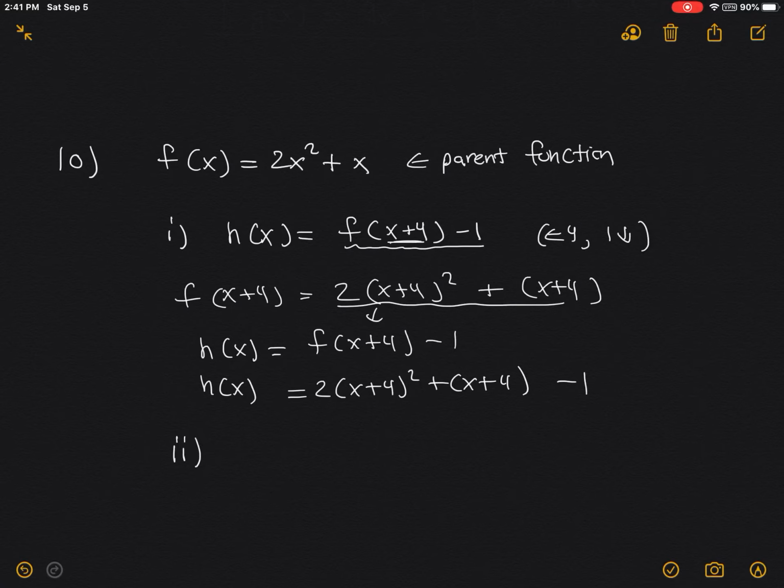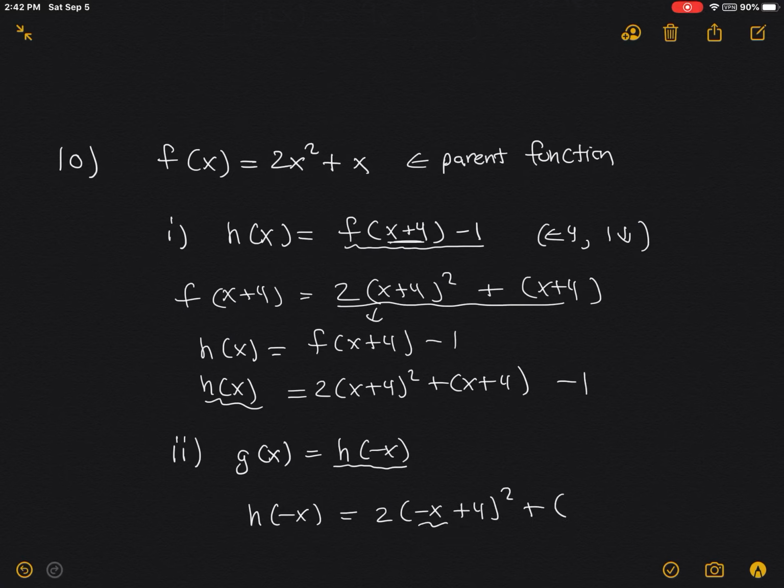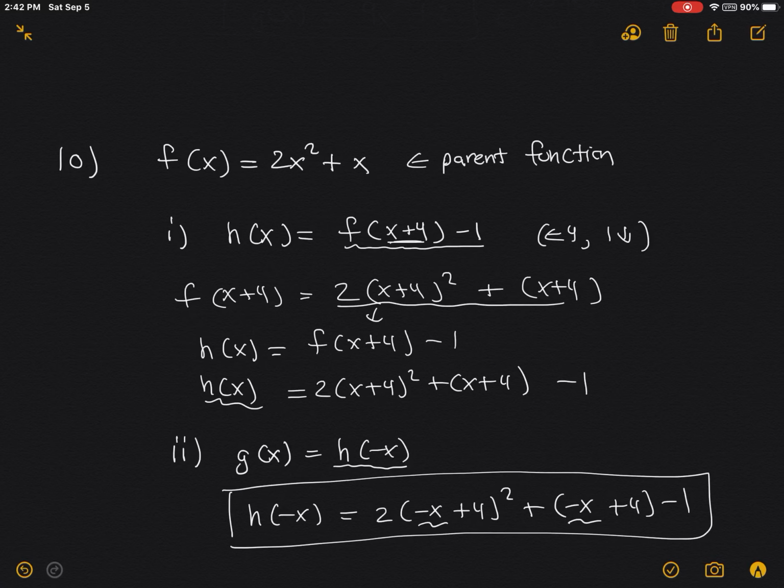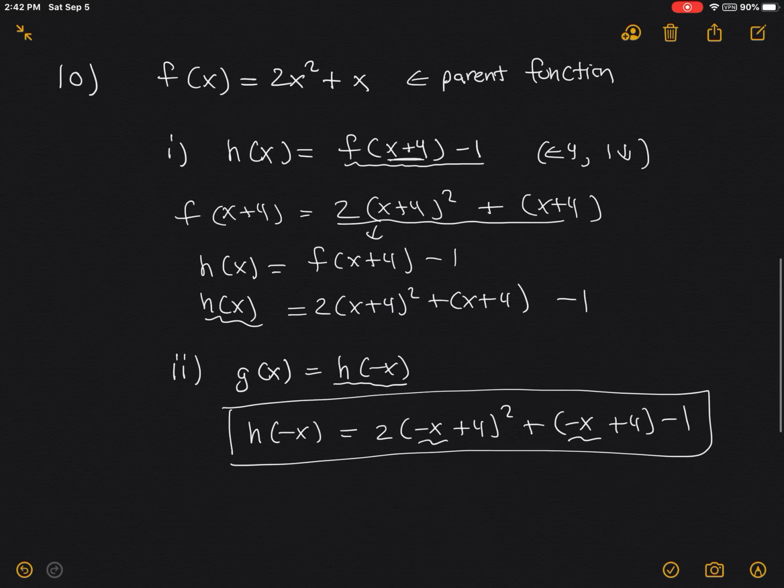All right, now on part 2, our final answer is going to be g. G of x is just a reflection in the y-axis of not f, but of h, of my previous function, so it would be h of negative x. And so all I need to do is figure out what h of negative x is. So wherever I see an x, I plug in a negative x. Wherever I see an x, I plug in a negative x. And I'm done. Okay, you don't need to simplify it. You could just leave it like this.